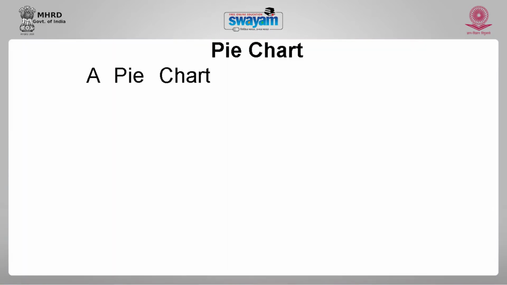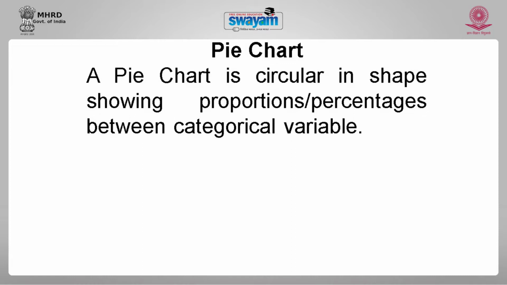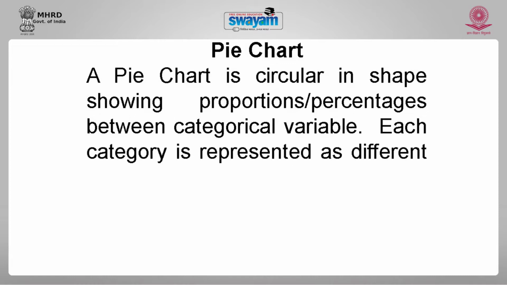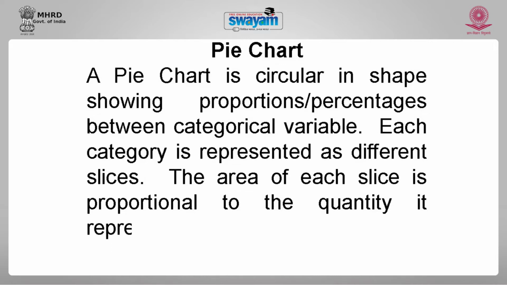Now we will explain the pie chart. A pie chart is circular in shape, showing proportions or percentages between categorical variables. Each category is represented as a different slice. The area of each slice is proportional to the quantity it represents.